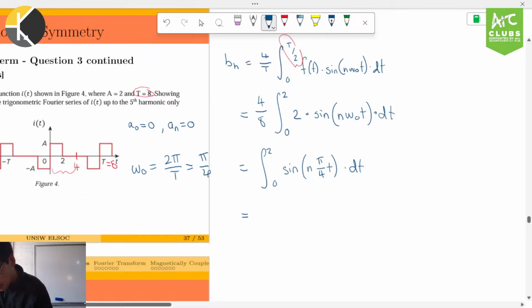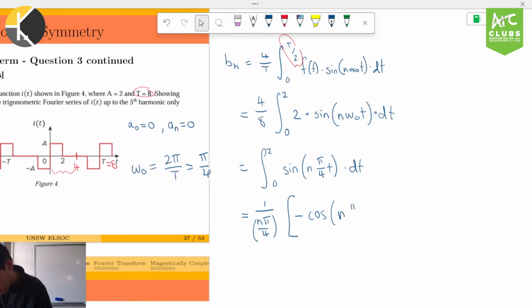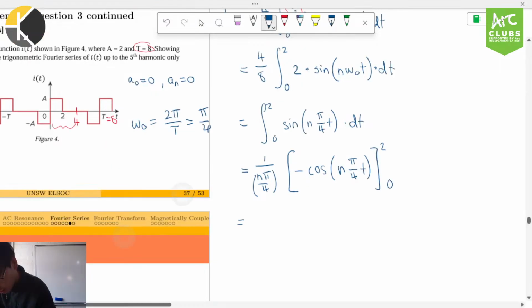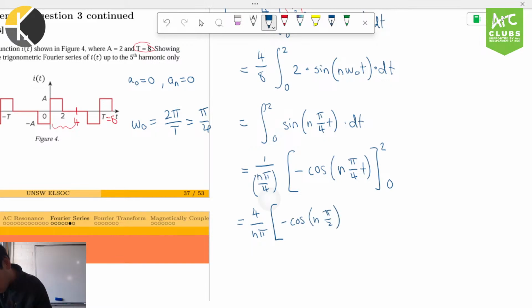Integral of sine is minus cos, and we need to bring out the derivative of the argument, so we have 1 on n pi over 4. Integral of sine is negative cos, and that gives us this expression. Simplifying that, I'm just going to flip the fraction on the bottom so that we have 4 on n pi. Subbing in t equals 2, we have minus cos n pi on 2, sorry. And then the 2 negatives cancel out to be a plus, and cos of 0 is simply 1. Cool. So that is our bn.